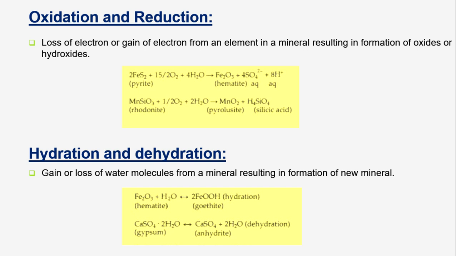The other processes are the hydration and dehydration. Hydration and dehydration refer to the gain or loss of water molecules from a mineral resulting in formation of a new mineral. So if water is present, it will add up to the formula to give out a new compound. Like hematite will react with H2O to give goethite, and gypsum, which already has H2O present in its formula, will give out H2O in the dehydration process.